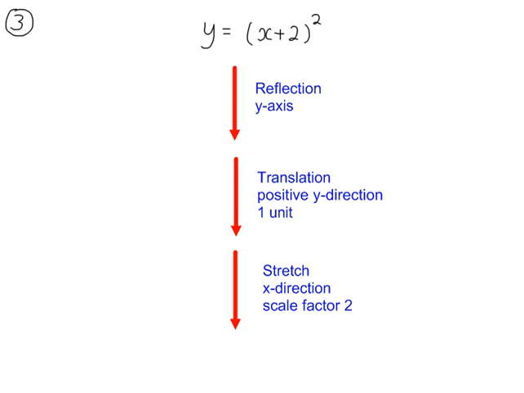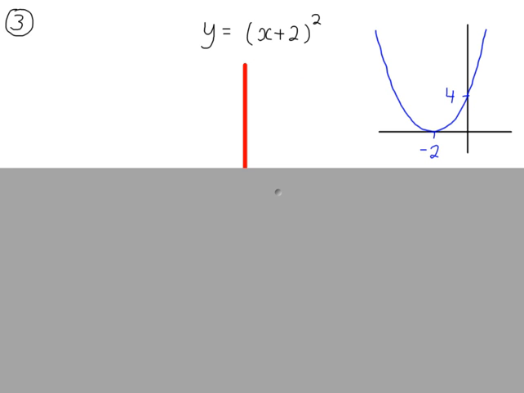Example 3. We start off with a quadratic curve and apply the following 3 transformations. So y equals x plus 2 squared looks like this, showing the root and the y-intercept.